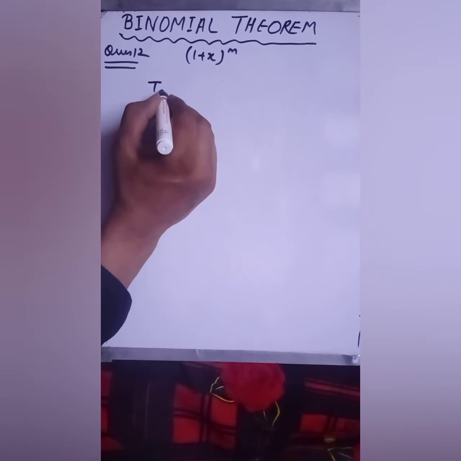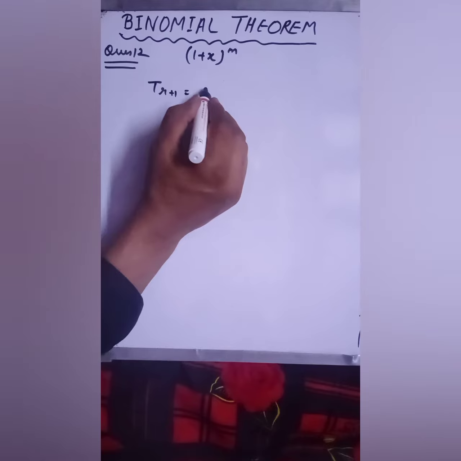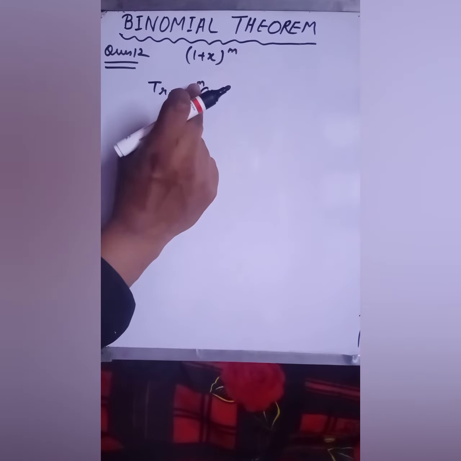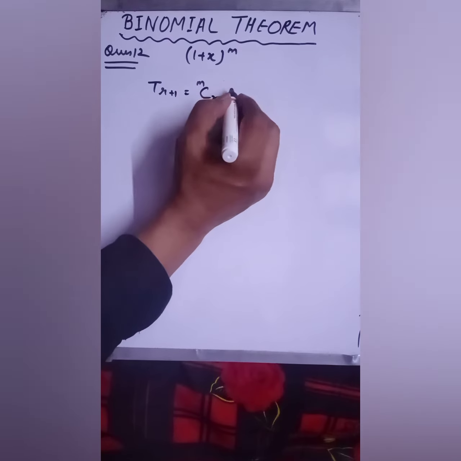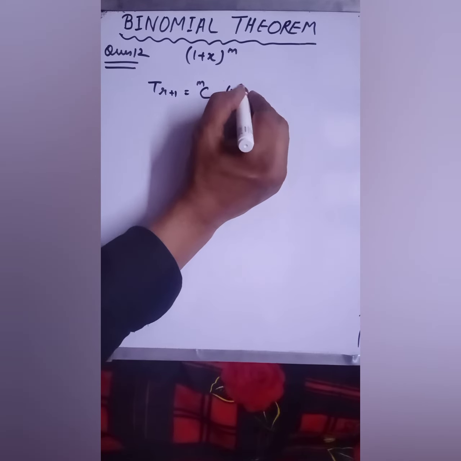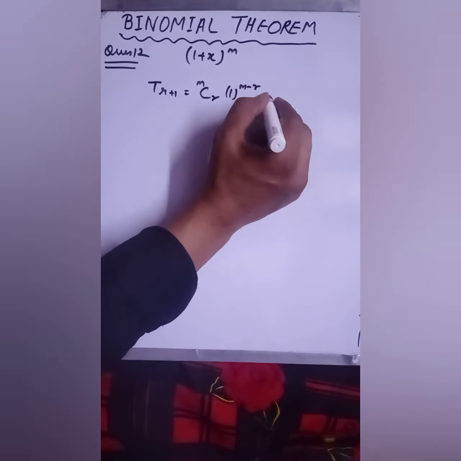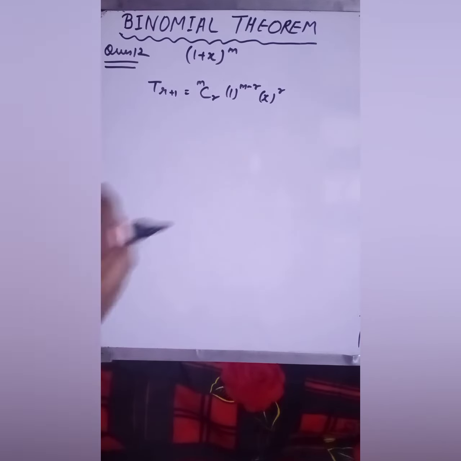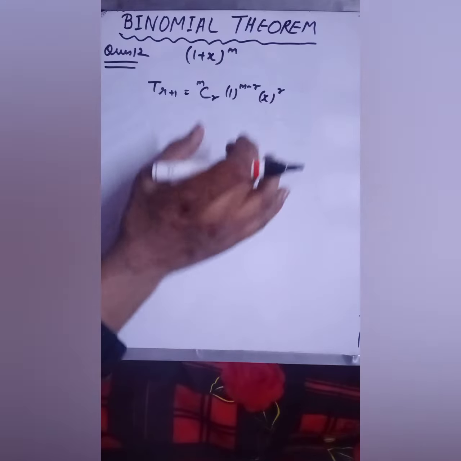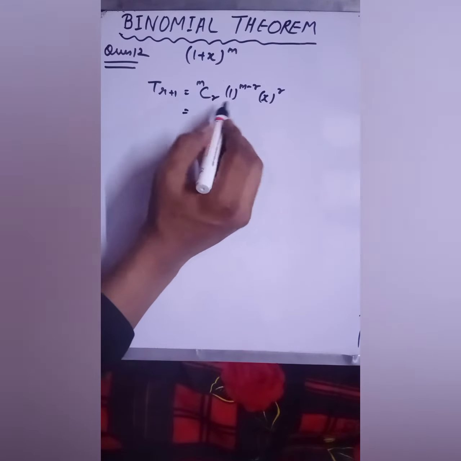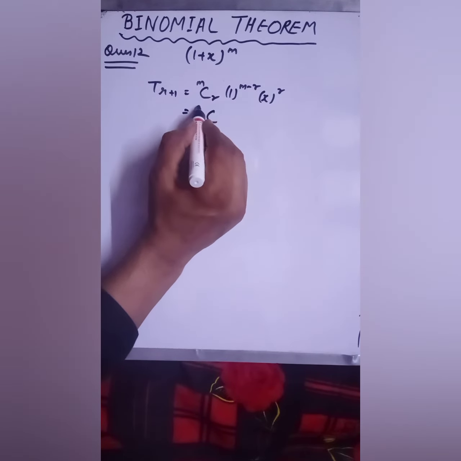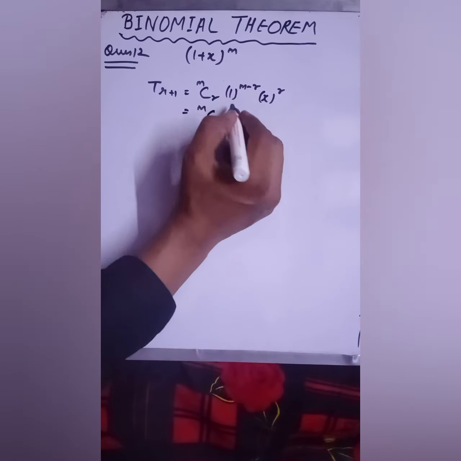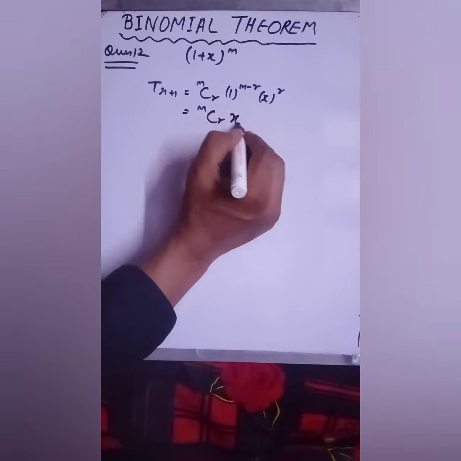So your general term is T r plus 1, that is equal to C. Here the highest power is m, so you have to write mCr, 1 raised to power m minus r, and x raised to power r. Okay, so this is the general term. When you simplify it, 1 raised to power anything will remain 1. So I'm not writing this term, I'm writing only this term.